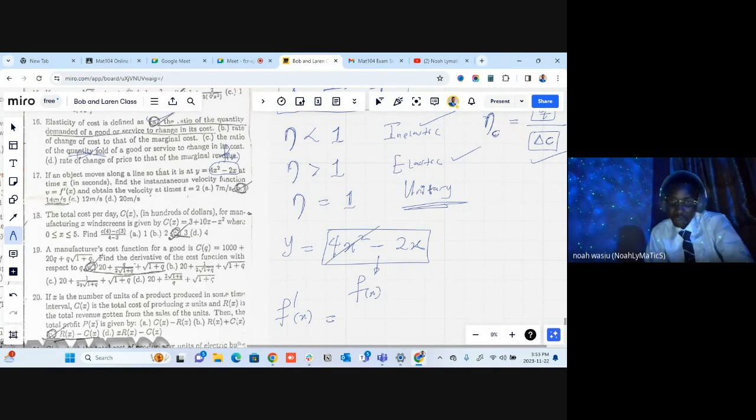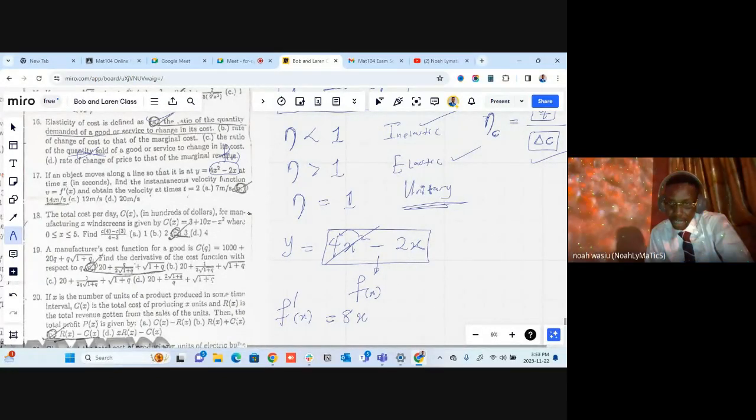Differentiate 4x squared. What would that give you? 2 times 4, 8. Remove 1 from the power: 2 minus 1 is 1. Differentiate 2x. There's an invisible 1 here. 1 times 2 is 2. Then x to the power of 1 minus 1 is 0. What would that give us? 8x minus 2, x to the power of 0 being 1. Then you stop.